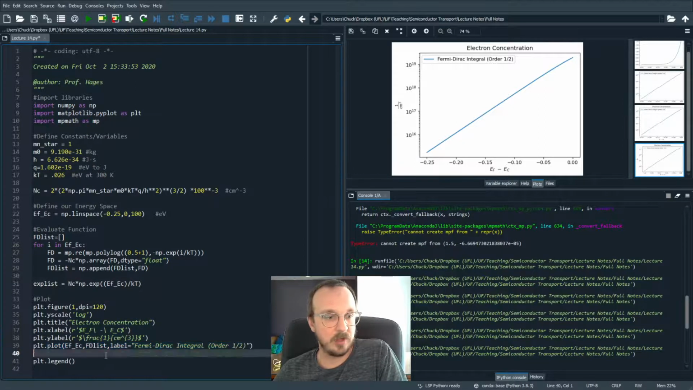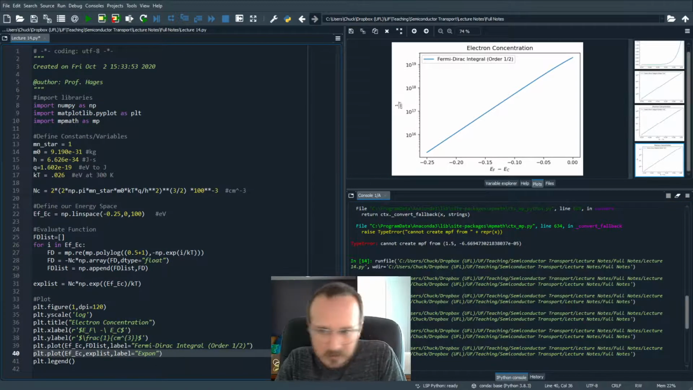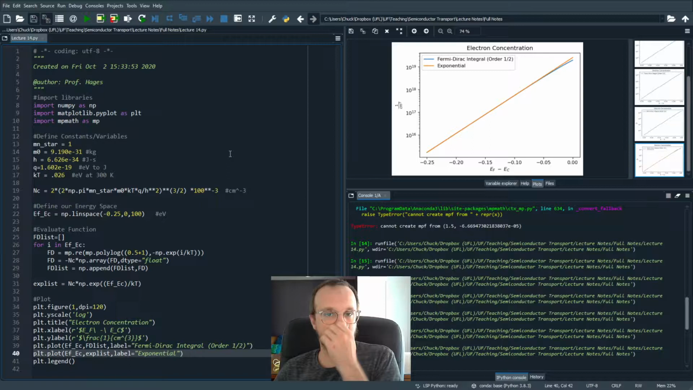So we'll make another plot here, and instead of FD list, we'll do exp list, and we'll make the label for this. Exponential. Something like this, okay? So now you can look at this plot and see there's a small deviation when you get a Fermi level close to 0, meaning the Fermi level is very close to the conduction band. And this is similar to what we talked about in a different lecture. And now you see where it comes from, and you can plot it using these polylogarithms.